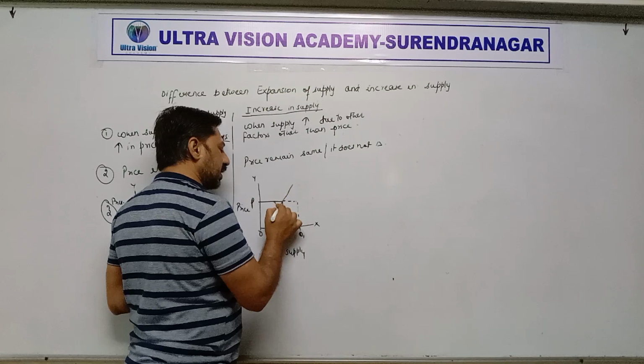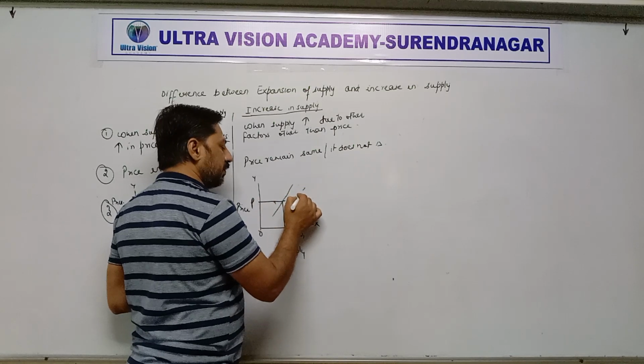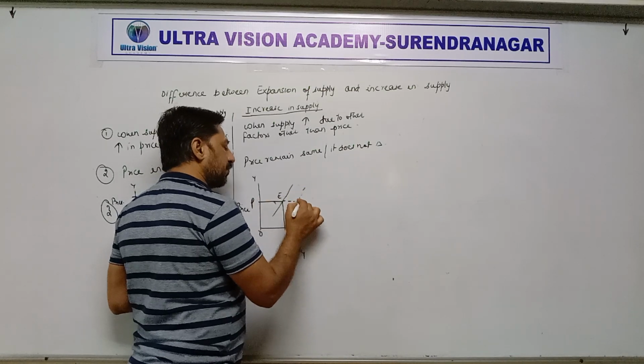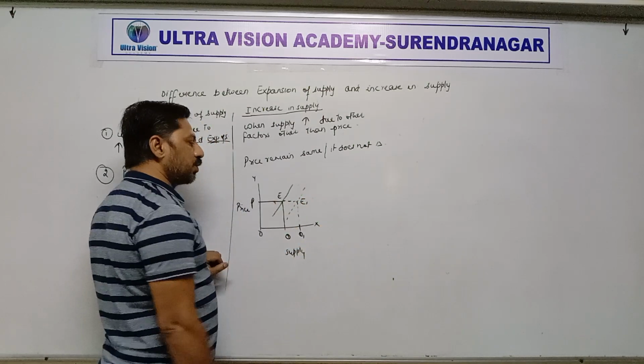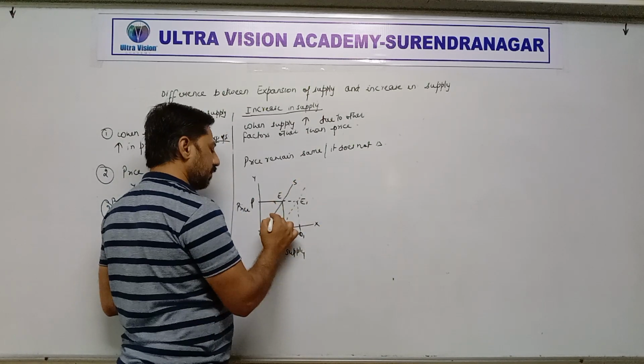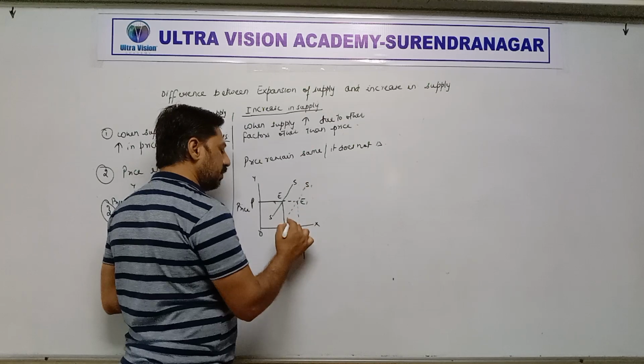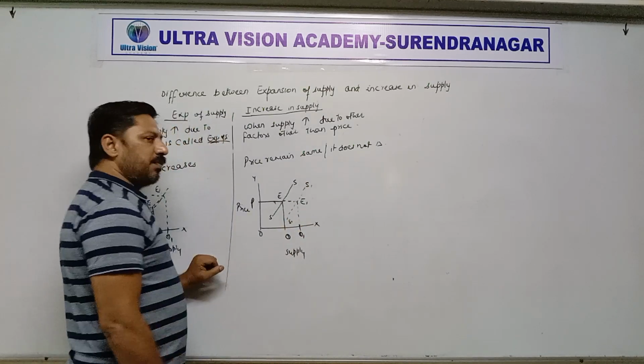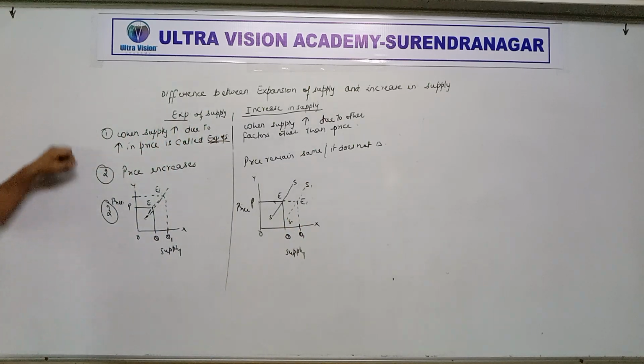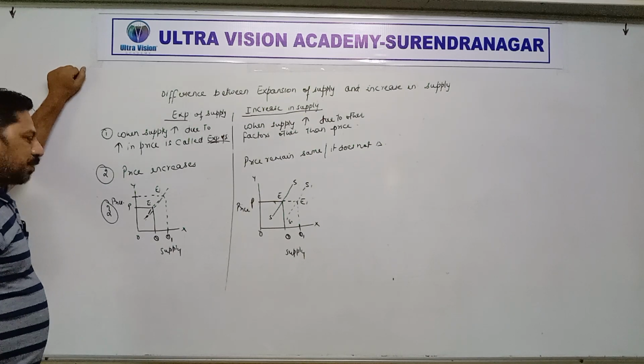Earlier supply curve was like this, but now supply curve shifted downward to the right. This is SS and the new supply curve is S1. So in this way, we can show the difference between expansion of supply and increase in supply.